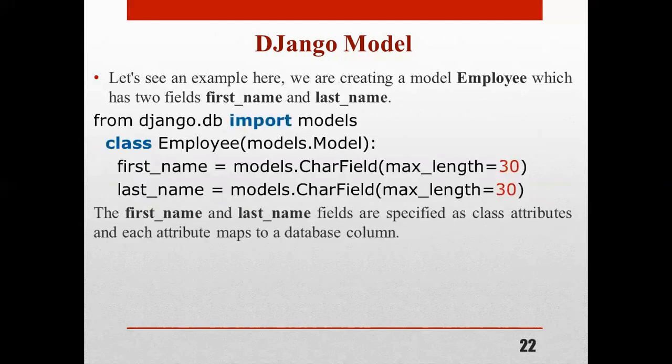Here you can see an example where we are creating a model Employee, which has two fields, first name and last name. Here you can see how to create a model: from django.db import models. In this way we import models from django.db. Then create a class Employee with models.Model.